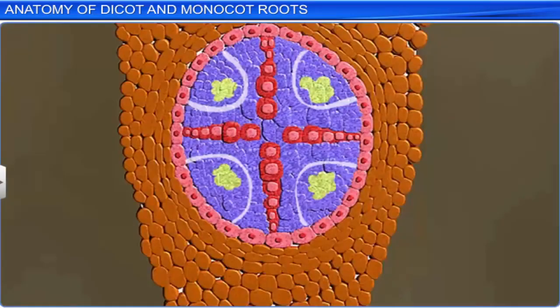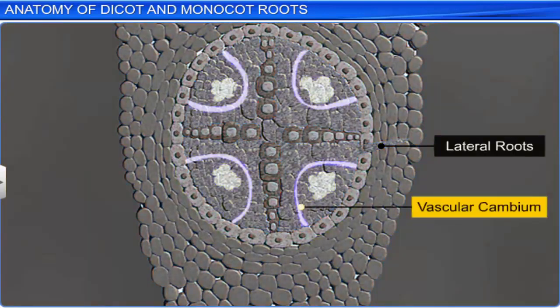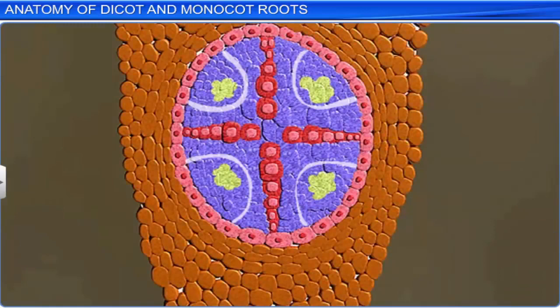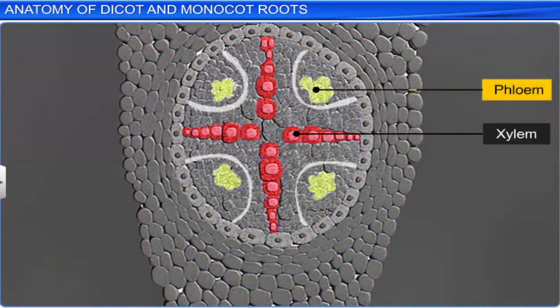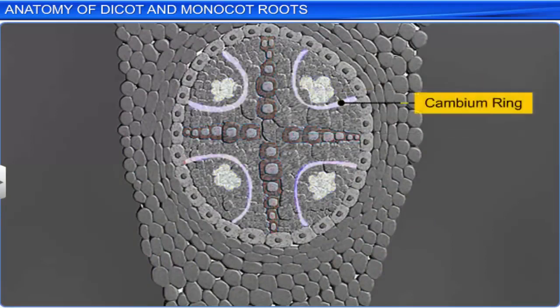Secondary growth, such as initiation of lateral roots and vascular cambium, takes place in the cells of the pericycle. Notice that the pith in the tissue of the dicot root is extremely small and undeveloped. Typically, there are 2 to 4 xylem and phloem patches in a dicot root. In the later stages, a cambium ring gets formed between the xylem and the phloem.